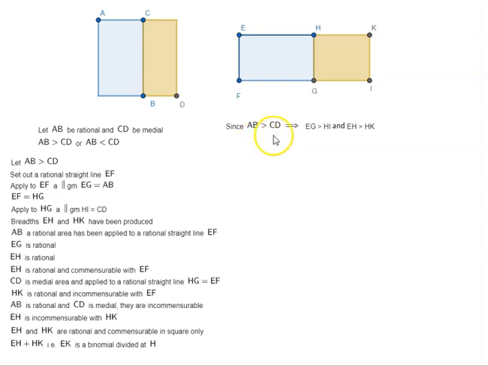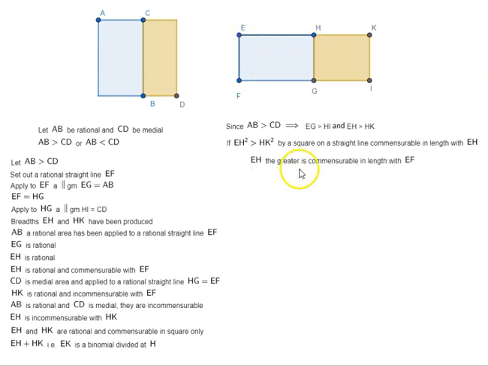Since AB is greater than CD, it implies EG is greater than HI, so EH is greater than HK. If EH square is greater than HK square by a square on a straight line commensurable in length with EH, and EH, the greater, is commensurable in length with EF, that means EK is a first binomial.